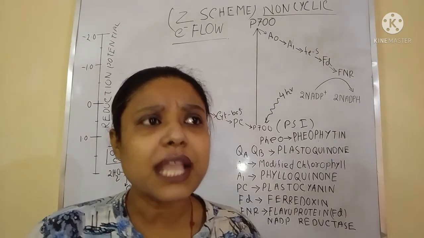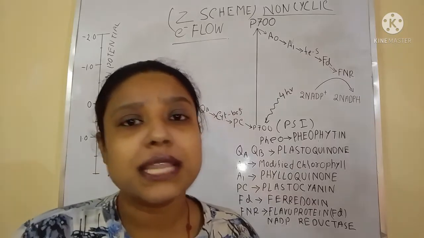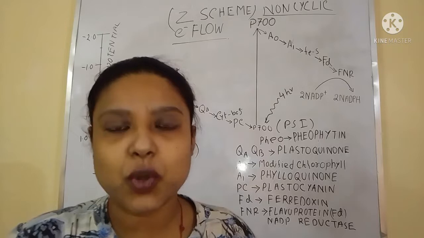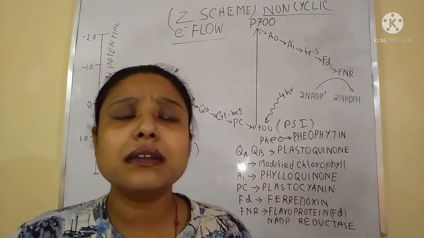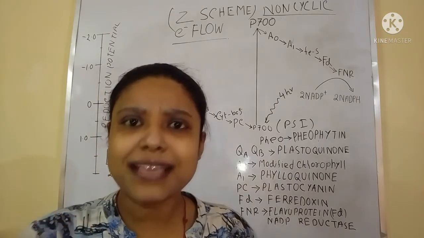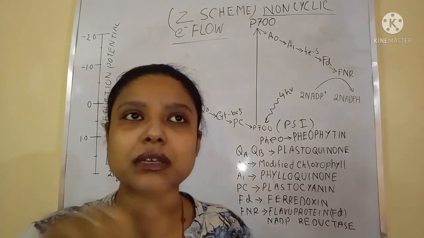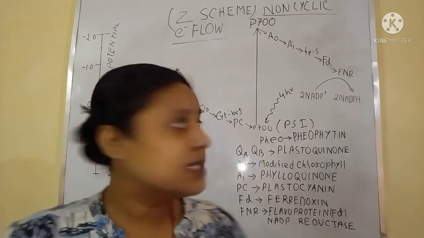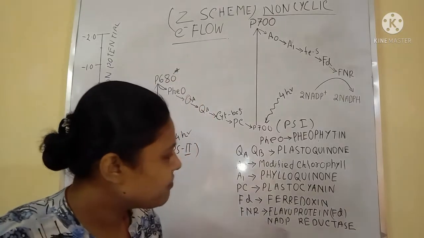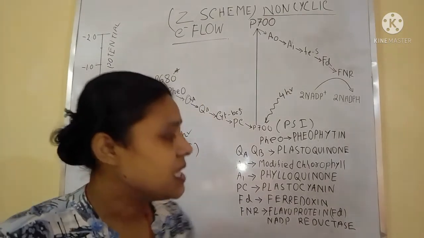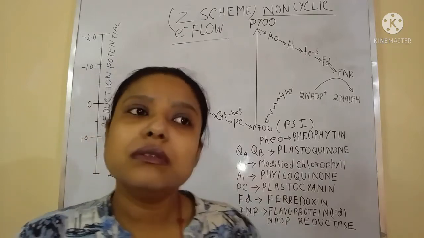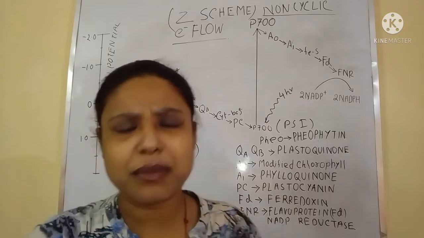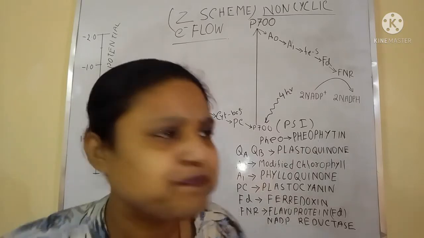Another pathway is the cyclic pathway that happens in the lamellae of the stroma. Here the completion of the light phase is not proper, because the reductase enzyme is absent, so the completion of the reaction is not possible. First we explain the non-cyclic pathway.